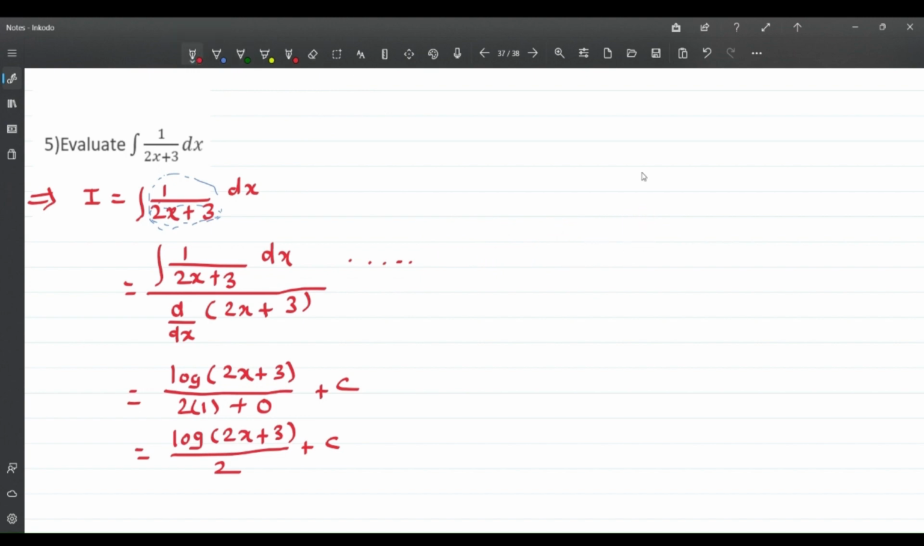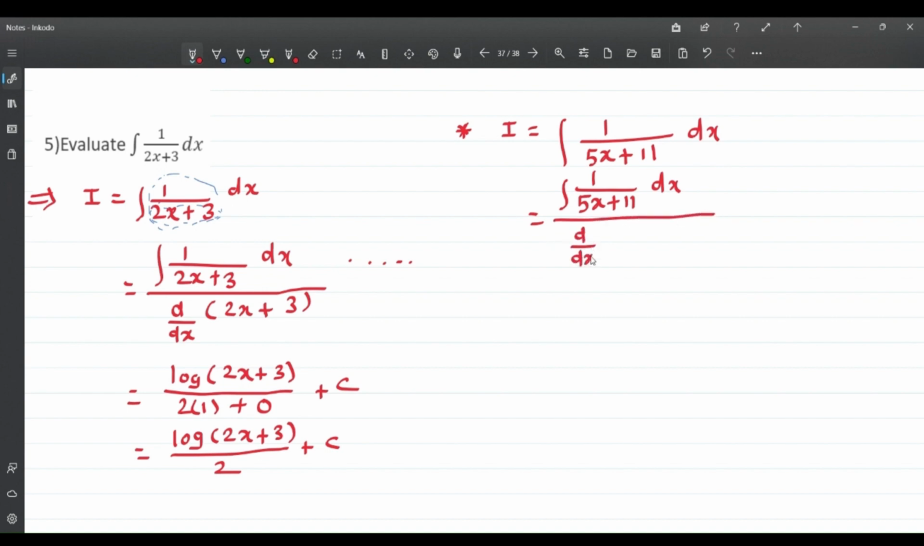Okay, now we'll take one another example for practice. Let I is equal to integration 1 divided by 5x plus 11 into dx. Same here. First function is 1 upon 5x plus 11 and second function is 5x plus 11. So by rule, we'll take integration of whole function, divide by derivative of second function, divide by derivative of 5x plus 11.